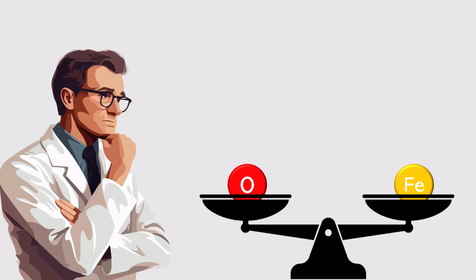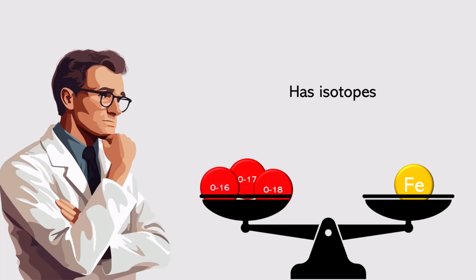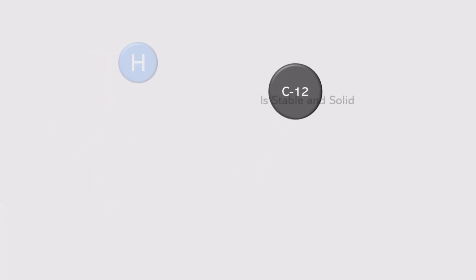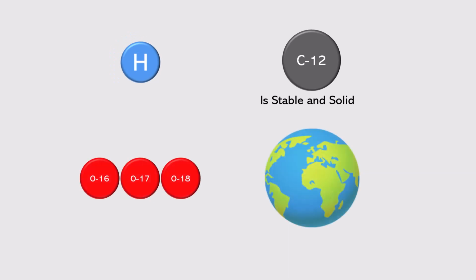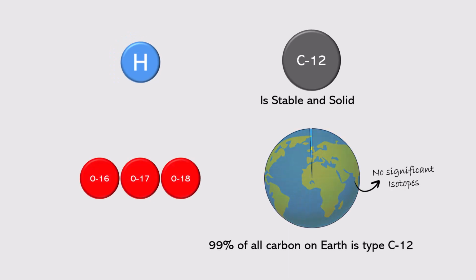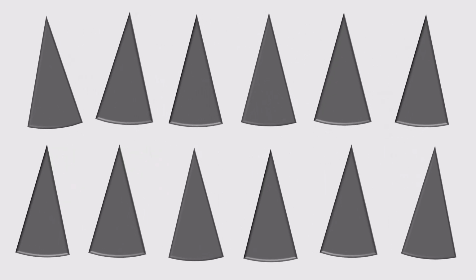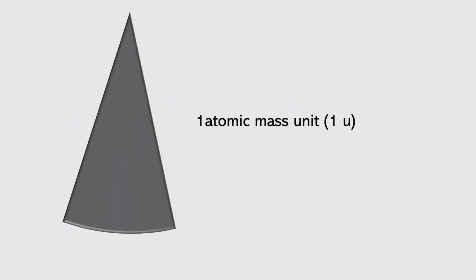Then they moved to oxygen, which was heavier and easier to use in chemical reactions. But oxygen came in different forms, called isotopes, and that made things messy and confusing. Finally, they found the perfect candidate, carbon 12. Carbon 12 is stable and solid, and 99% of all carbon on Earth is the C12 type. Bingo! So scientists said, let's divide the mass of a carbon 12 atom into 12 equal parts. Each part will be called 1 atomic mass unit, or 1U.